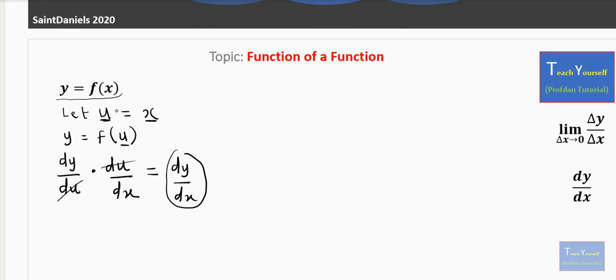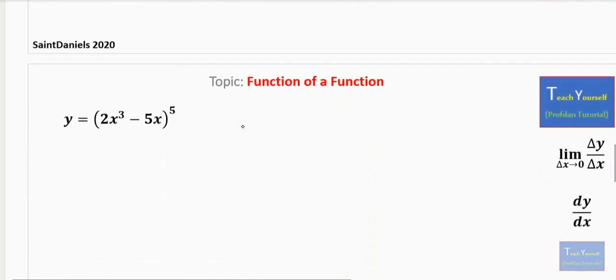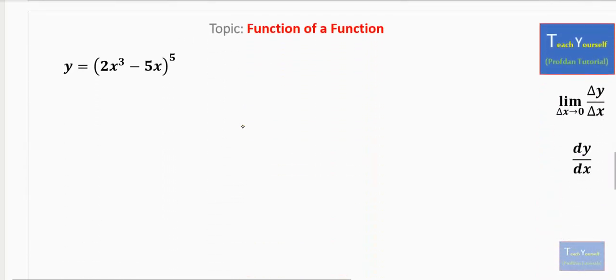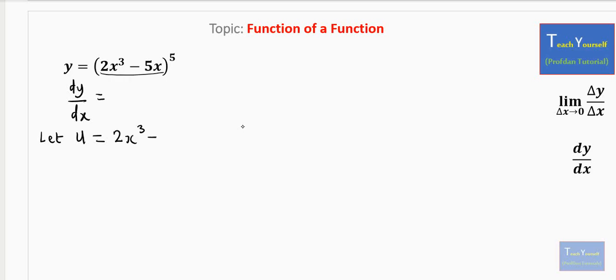Quickly, we're going to look at an example on how to apply function of a function. Okay guys, this is a question. y equals, in brackets, 2x cubed minus 5x, all to the power 5. We are asked to find dy/dx. The first thing we do in this case is to make a representation, by saying let u be equal to this inner function, that is 2x cubed minus 5x.